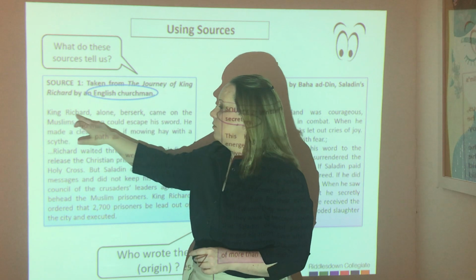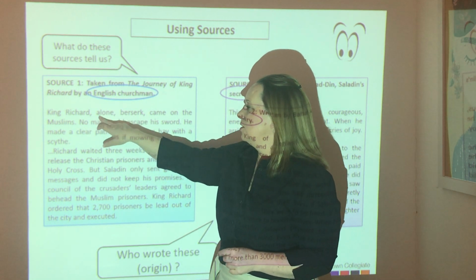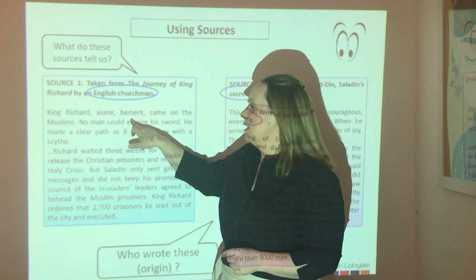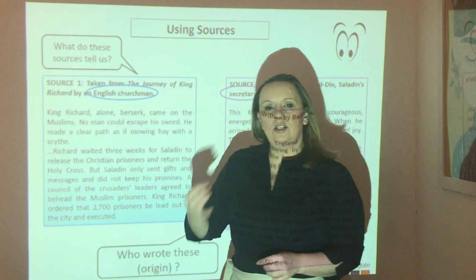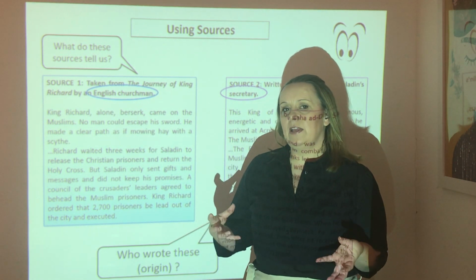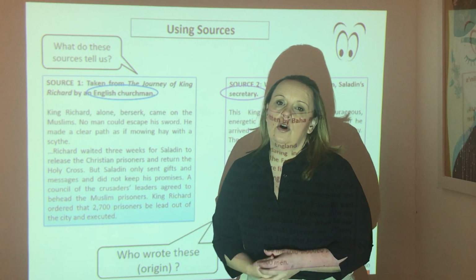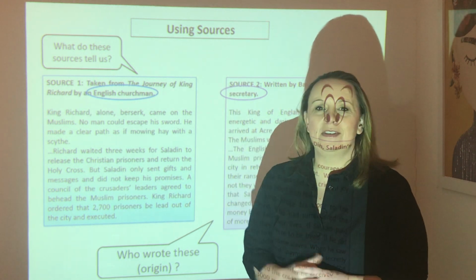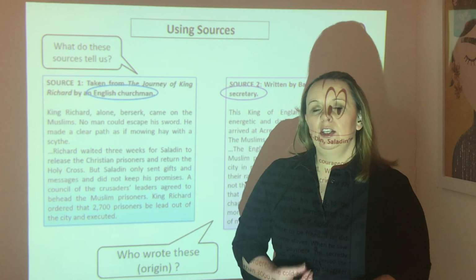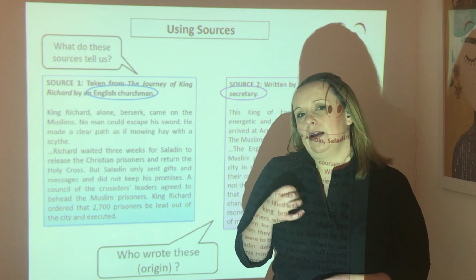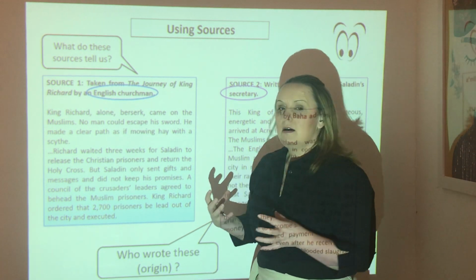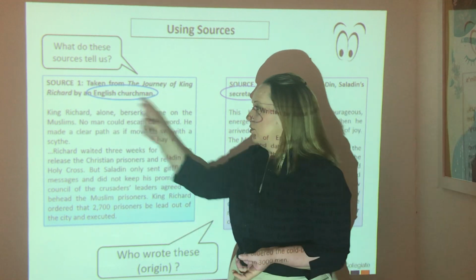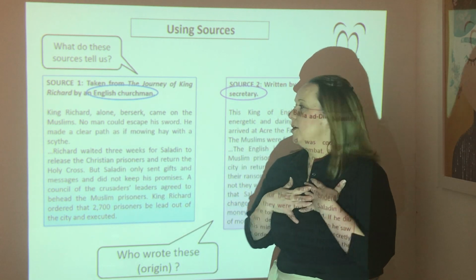So here we've got King Richard alone, berserk. Okay, two quite contrasting words here. He was alone. So what would that do to an audience? How would that make an audience feel if you were said that your leader was on your own? Okay, if somebody said to you, Miss Jones is on her own right now and Miss Ralph is on her own right now, how would you feel? You would probably feel a little bit sorry for them. You would empathise with where they are, wouldn't you? So straight away, we're empathising with King Richard. If you were a Christian, our poor King Richard, he's on his own.